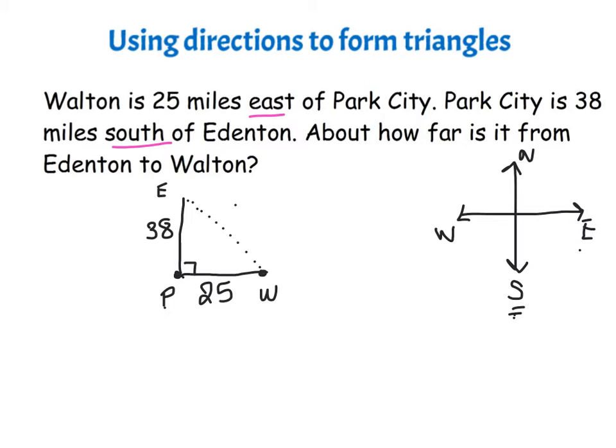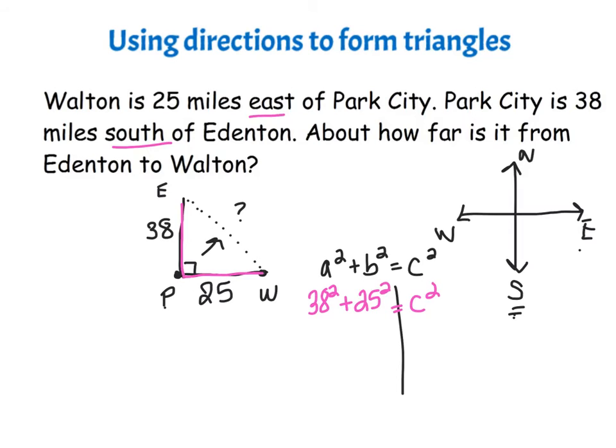So I can see that I am looking for the hypotenuse because I'm looking for the side and the connection that's across from my right angle. So I'm going to write my formula and plug in my numbers. I have A and B because I have my two sides that form my right angle. So 38 squared plus 25 squared equals C squared.